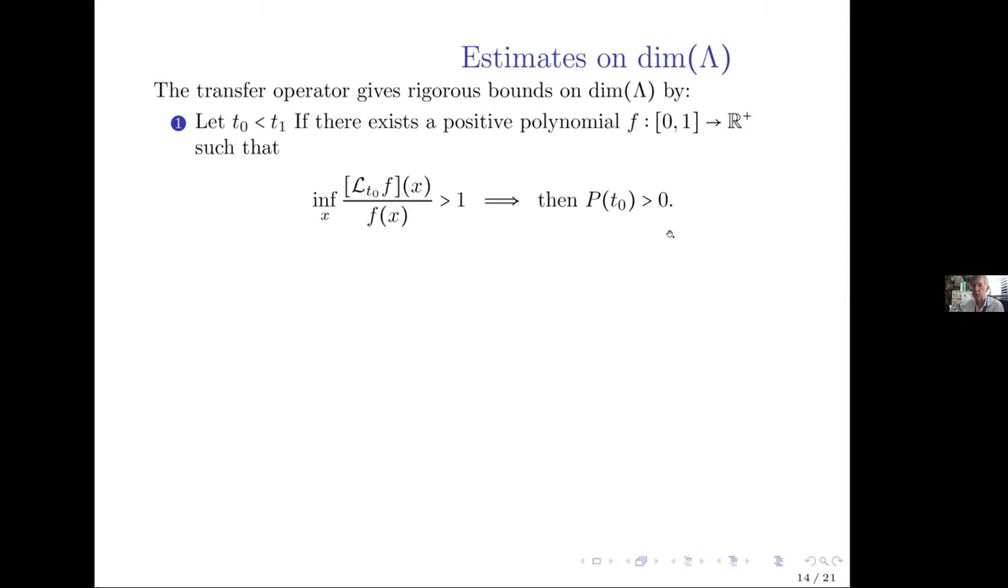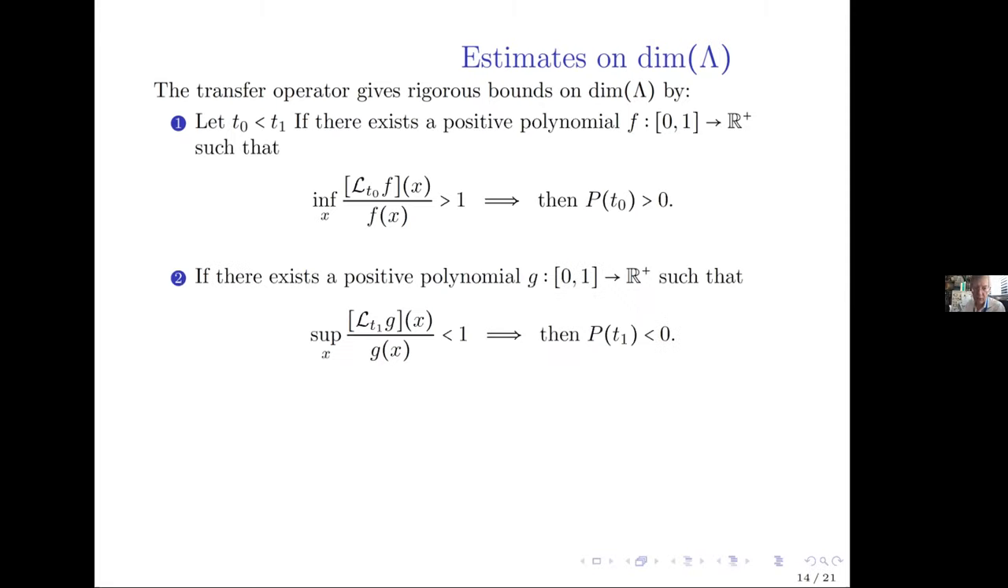then if this is true, it will imply that the pressure of t0 is bigger than 0. This is just a claim. And a second thing is that if we find another positive polynomial g, so that when we apply the operator with this other value t1 to this new function, divided by the previous function g of x, so it's what happens to this function when I apply the operator, if this ratio is always smaller than 1, then this will imply that the pressure of t1 is going to be smaller than 0. So now we have a way to say that the pressure is bigger than 0 or smaller than 0, providing we can cook up functions f and g with some particular property. And this transpires to be rather easy to do in general in this particular example.